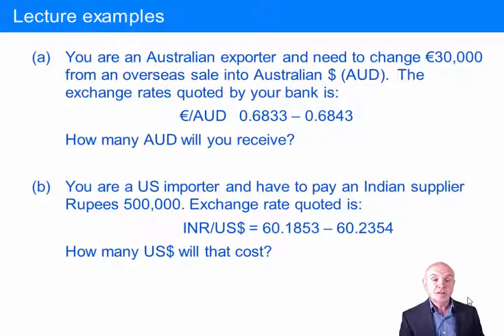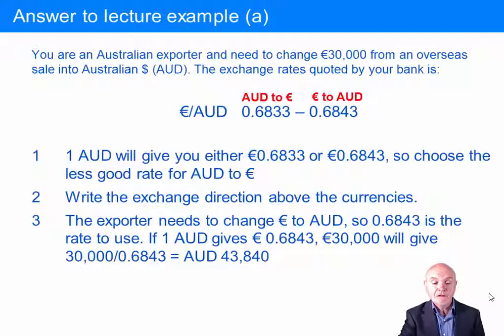And they've been chosen really to get you away from currencies that you might be familiar with, to make your work a little bit harder. So the first one, you're an Australian exporter, you'll be getting €30,000 from your overseas sale. You have to change that €30,000 into your home currency of dollars. The second one, you're a US importer, and we have to find 500,000 rupees to pay our supplier. And we want to know, in both cases, how much of your home currency is going to be affected.